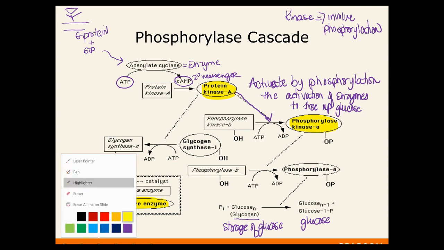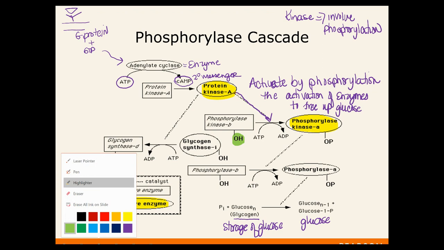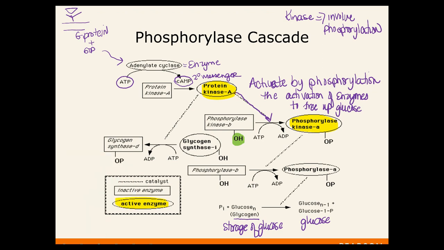Now here, let's talk a little bit. See that OH that I've just highlighted in green? Okay. Think back to a previous slide. Remember threonine, serine, and tyrosine? Those have the OH. That's showing you one of those residues is being phosphorylated. Okay, so that is the serine, threonine, or tyrosine, depending on which enzyme it is. So we'll keep it more general.